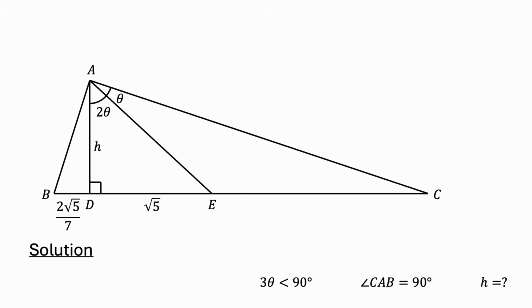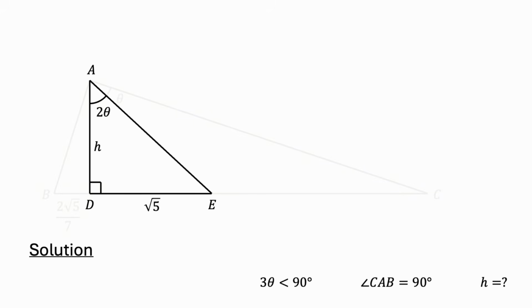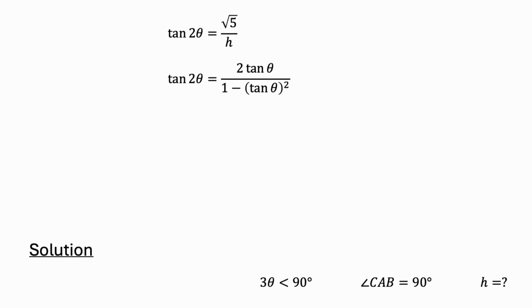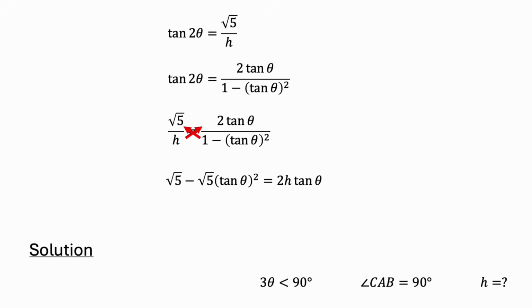And now for the solution. First, consider triangle ADE. Since the triangle is right angled, we have tan 2θ equals √5 over h. Using the identity tan 2θ equals 2 tan θ over 1 minus tan²θ, we equate the two expressions for tan 2θ and cross multiply to obtain √5 minus √5 tan²θ equals 2h tan θ, or √5 tan²θ plus 2h tan θ minus √5 equals 0.